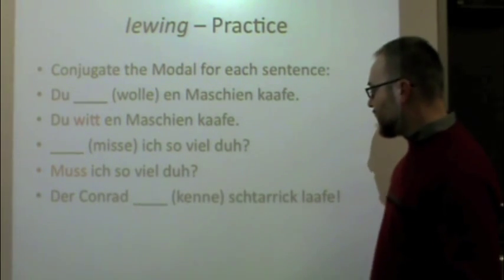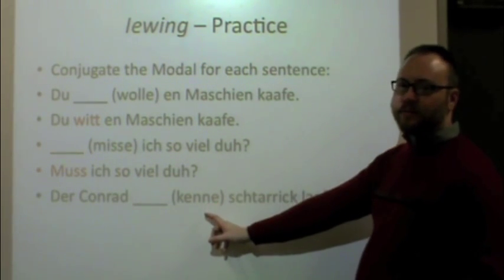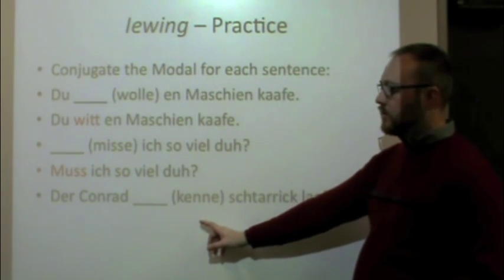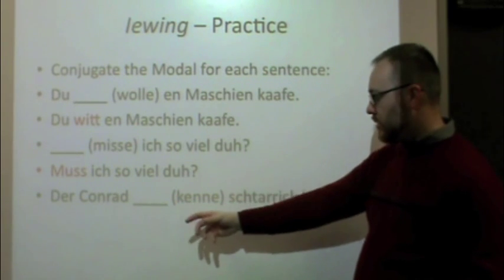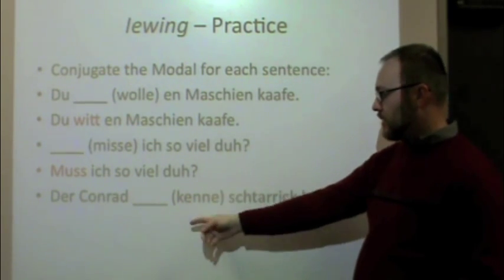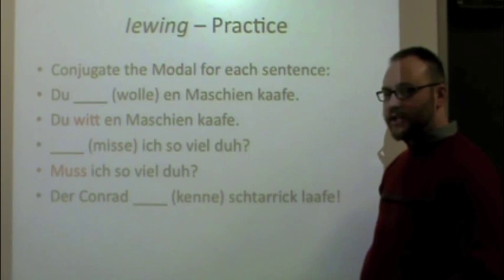Here's another one. This time our modal is kenne, to be able to or can. Our subject is Konrad, a man's name, so he. How do we conjugate kenne for Konrad? Pause it.